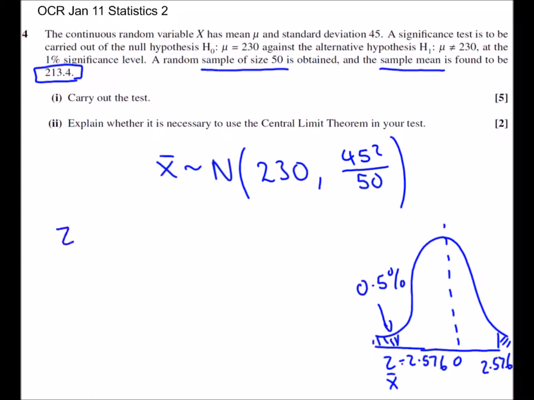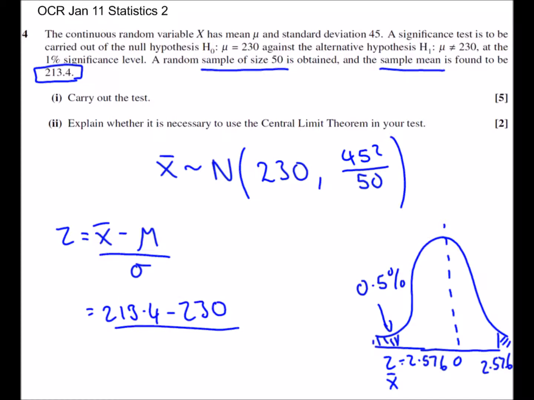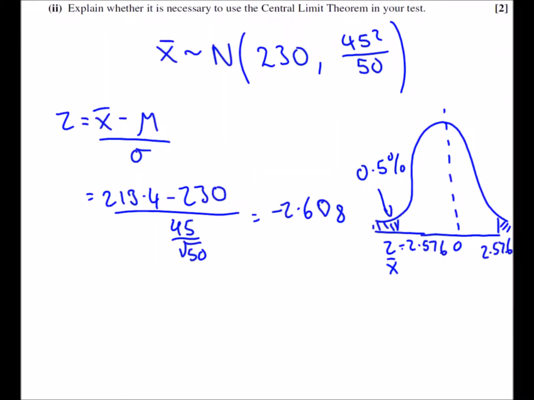So I'm going to say my z is equal to my x bar minus my mean over my standard deviation, the normal way that we'd find our z value. We're going to use 213.4 minus 230 over 45 over root 50. And when I put that into my calculator, I get minus 2.608.